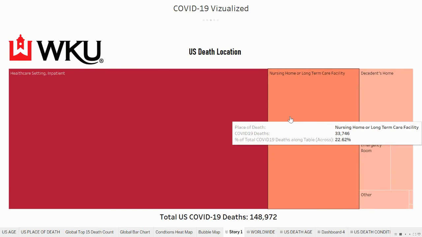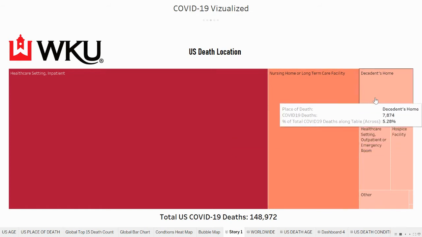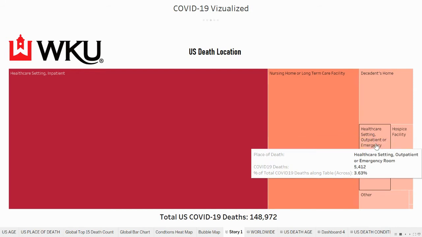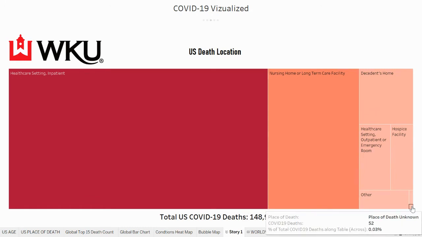Next is nursing homes or long-term care facilities. Again, that correlates with the older populations having a high risk. The next is home, and then emergency room, outpatient or emergency room care, hospice, and then other. And then the smallest is a place of death unknown with 52.